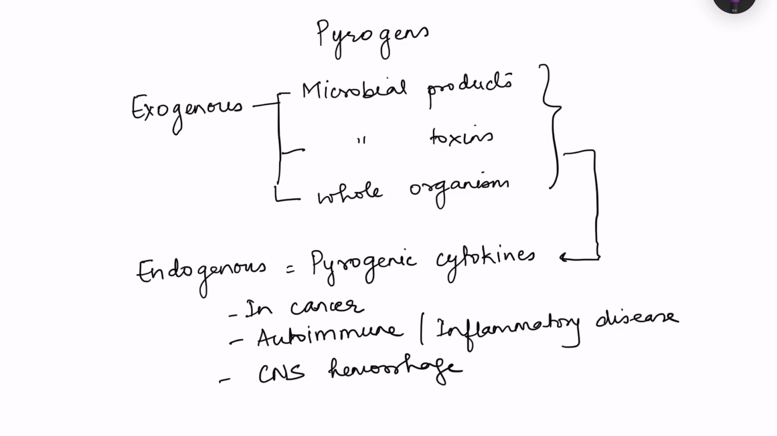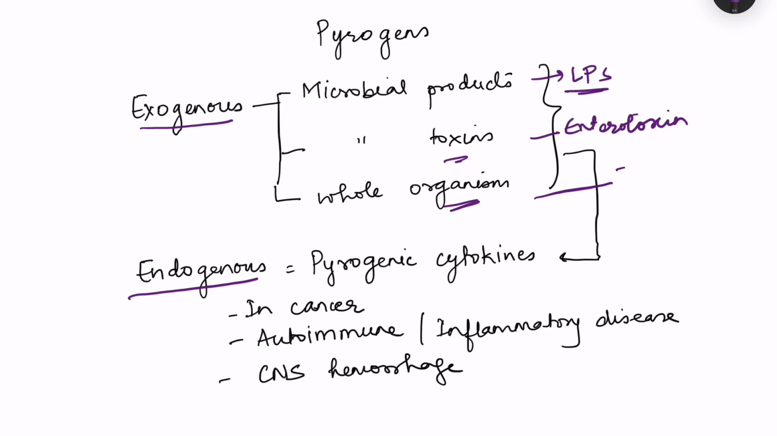Moving on to pyrogens. I told you before that there are endogenous and exogenous pyrogens which cause fever. Exogenous pyrogens can be microbial products, for example lipopolysaccharides produced by gram-negative bacteria, or they can be toxins. Toxins include enterotoxin of Staph aureus, or group A, group B streptococcal toxins. Fine, some examples. Or they can be whole organisms as well, which can act as a pyrogen. For example, in case of toxic shock syndrome caused by Staph aureus.